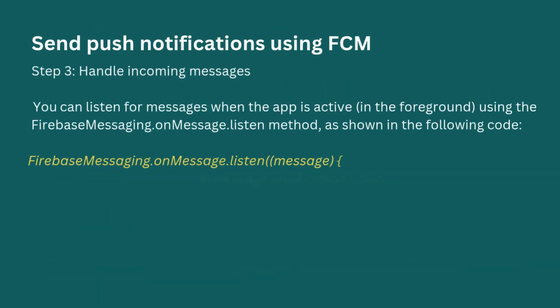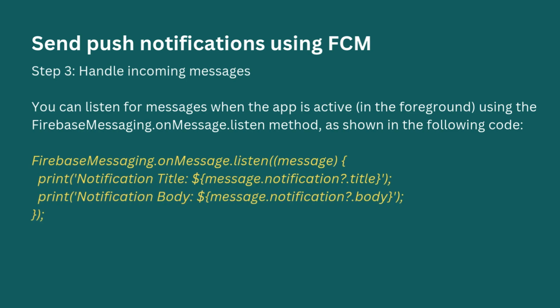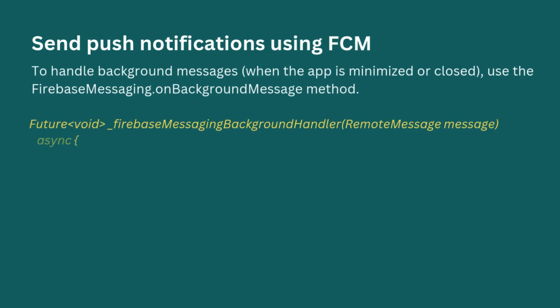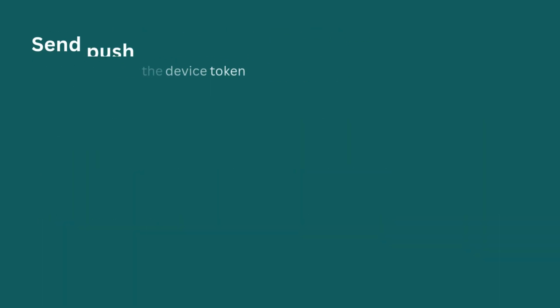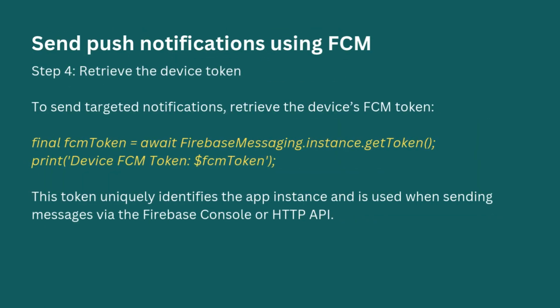Step 3. Handle incoming messages. You can listen for messages when the app is active, in the foreground, using the FirebaseMessaging.onMessage.listen method, as shown in the following code. To handle background messages, when the app is minimized or closed, use the FirebaseMessaging.onBackgroundMessage method. Step 4. Retrieve the device token. To send targeted notifications, retrieve the device's FCM token. This token uniquely identifies the app instance and is used when sending messages via the Firebase console or HTTP API.